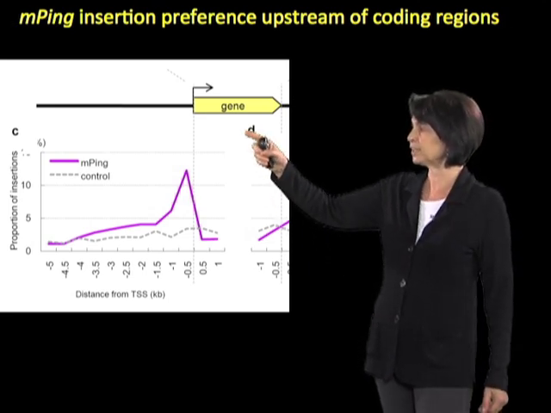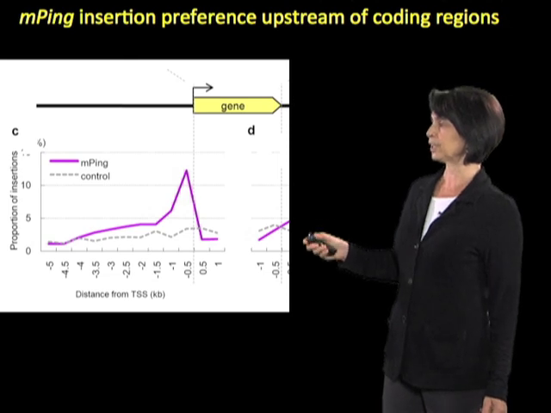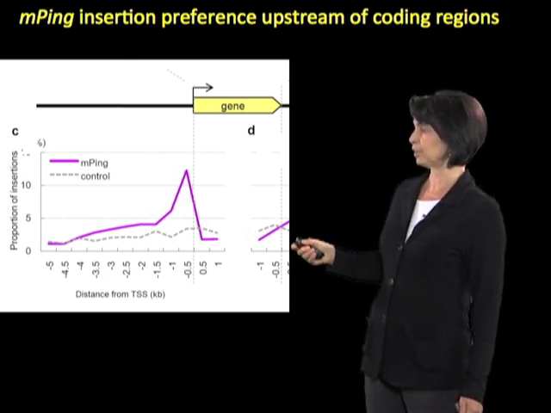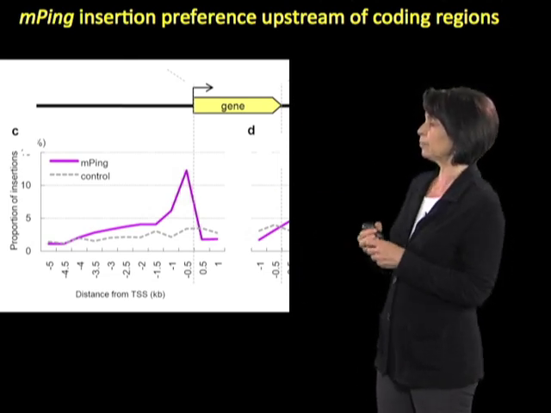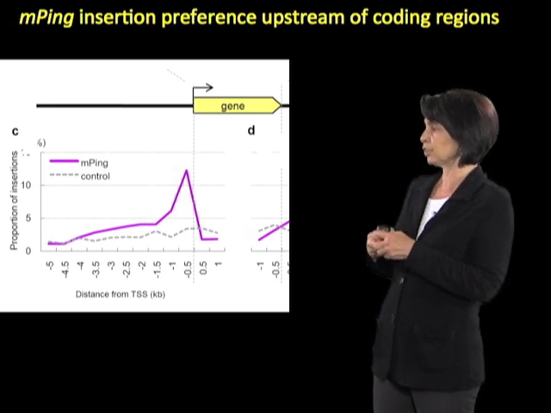So here are genic regions. That's what you're seeing at the top, around the gene. And what we're seeing, the x-axis, is the percentage of insertions.